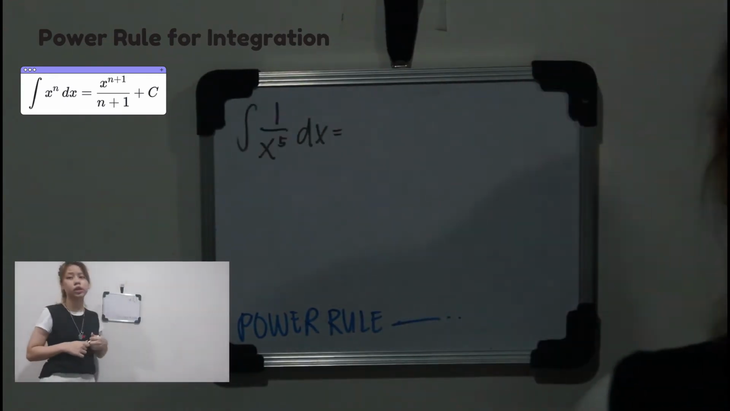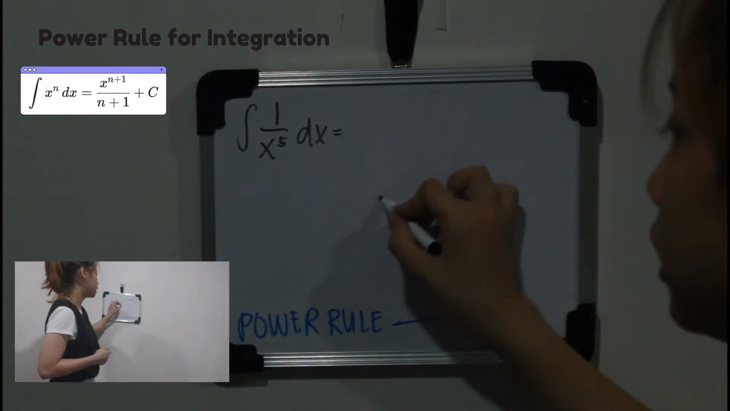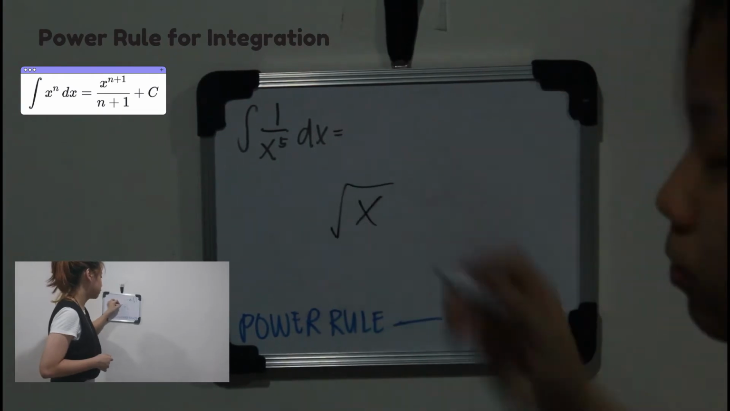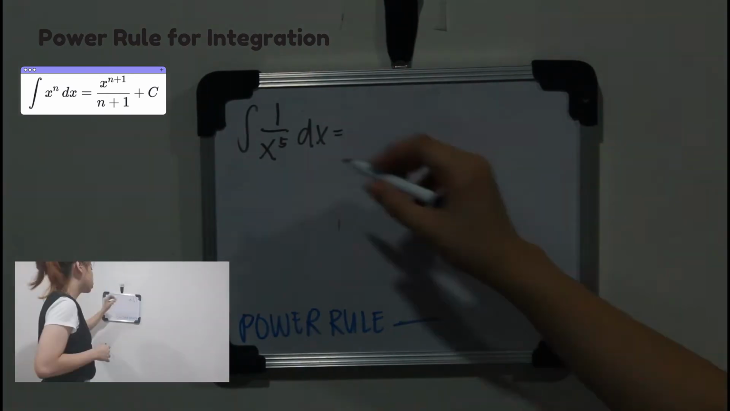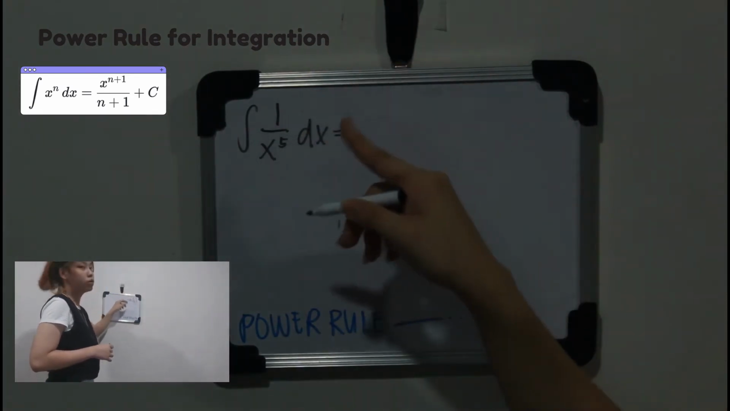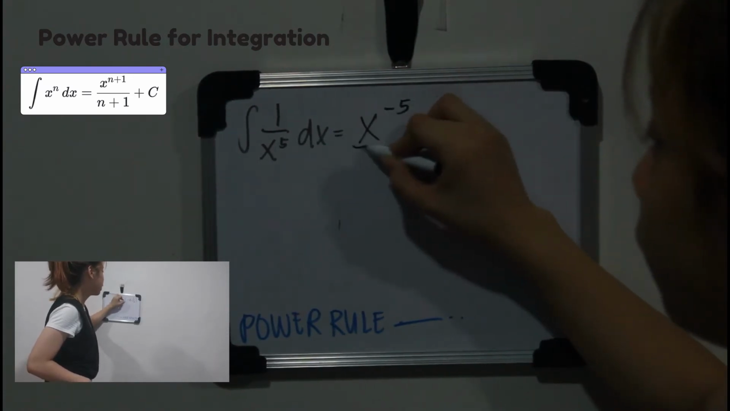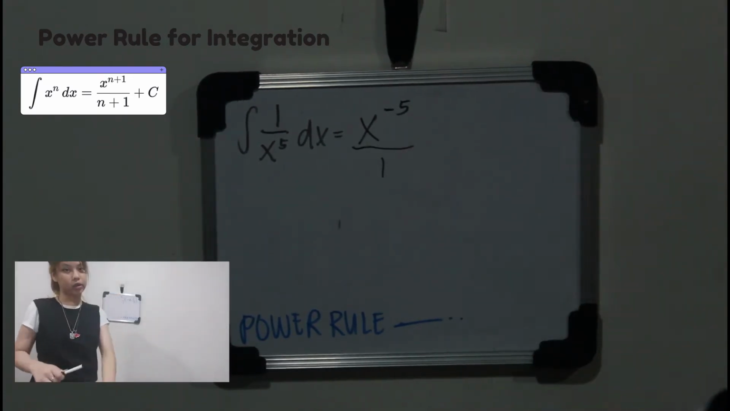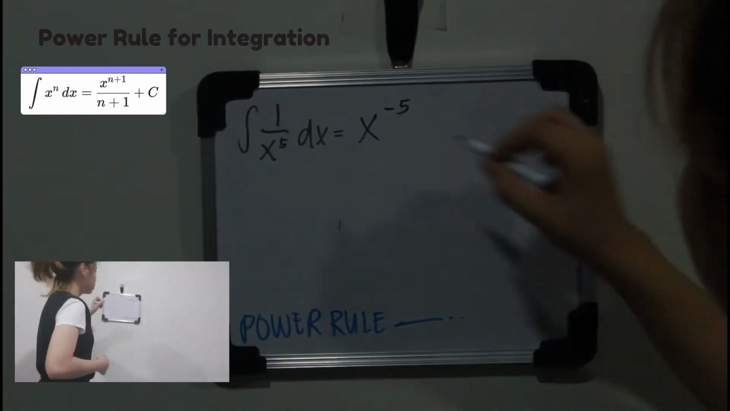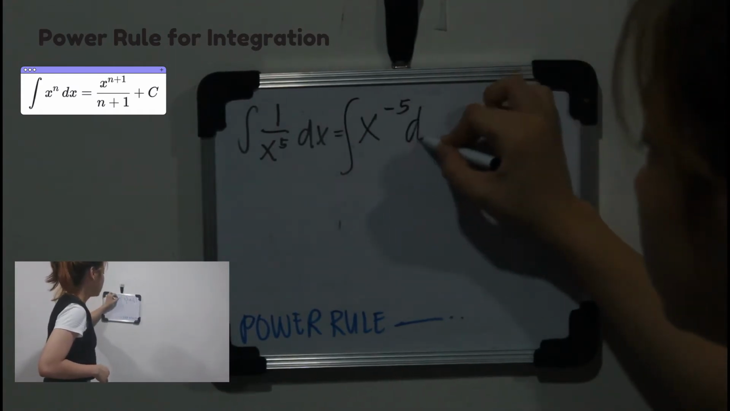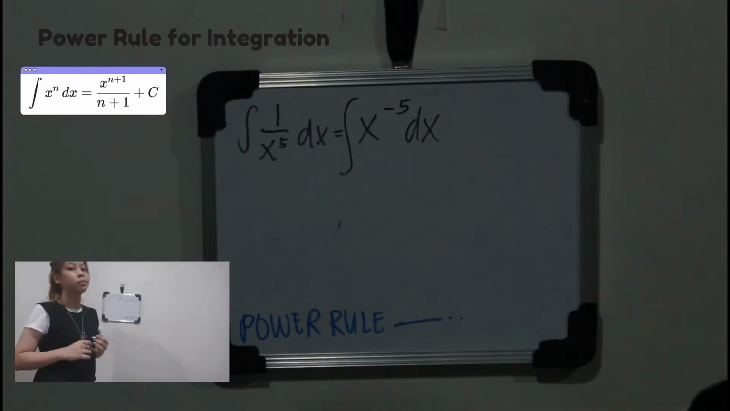So, if you encounter a function like this, or a function that has a square root, we'll need to simplify it. So, here in our example, we reciprocal the 1 over x raised to 5. Then you get x raised to negative 5 over 1. But the 1 is invisible, so we'll just erase it. Also the integration, dx. Now we can perform the power rule.